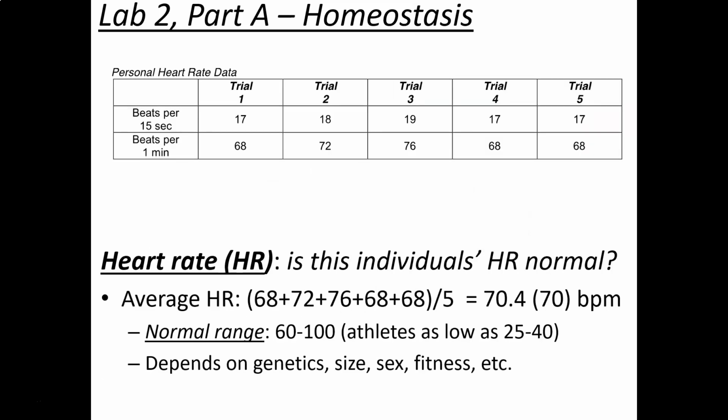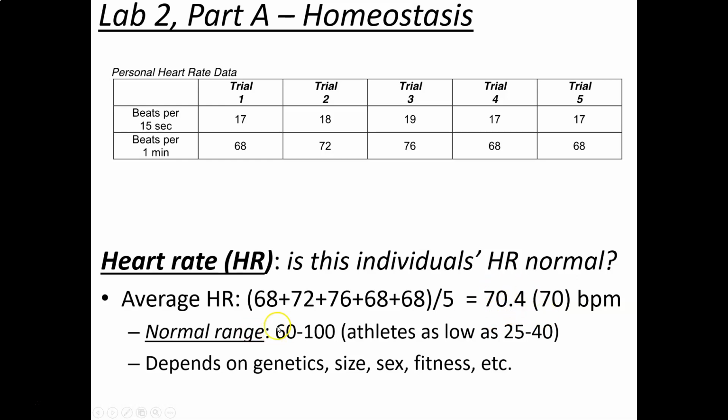All right. So you look and say, okay, is this individual's heart rate normal? For the average heart rate, you just add 68 plus 72 plus 76 plus 68 plus 68, right? And you see what that number is, and then you divide by 5, and you get, so what is that? It would be 352 divided by 5, which is 70.4, okay?